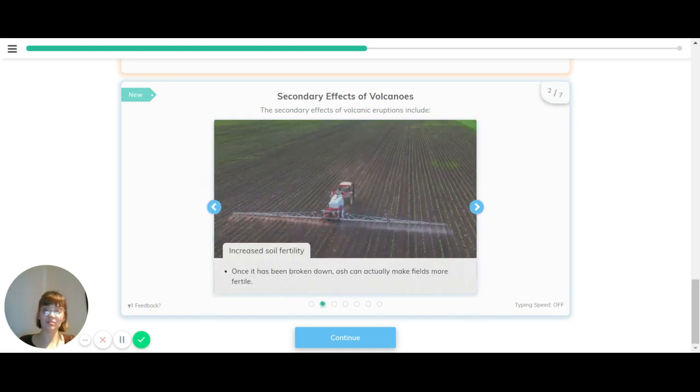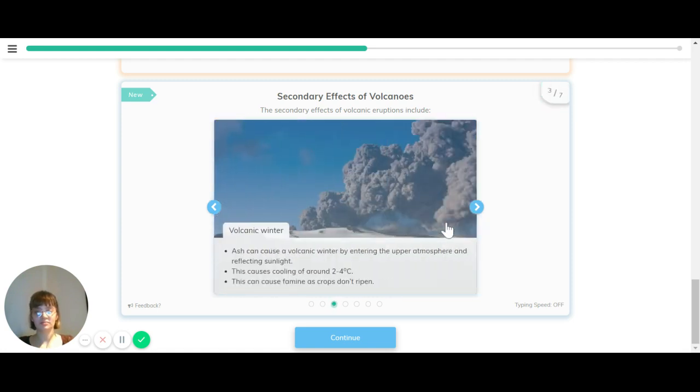Another thing that can happen, which is slightly more positive, is that the soil fertility of an area can increase. So once it's been broken down, ash can actually make the fields more fertile. Another impact is a volcanic winter. So a volcanic winter happens when ash enters the upper atmosphere and reflects sunlight, which causes a cooling of around 2 to 4 degrees C. And this can cause famine as crops don't ripen because it's not warm enough.